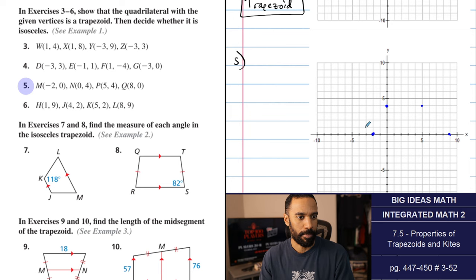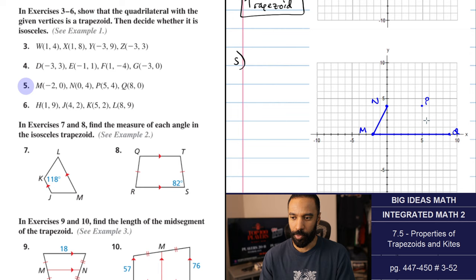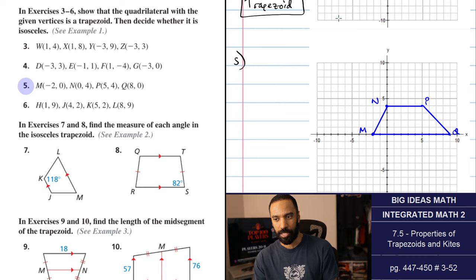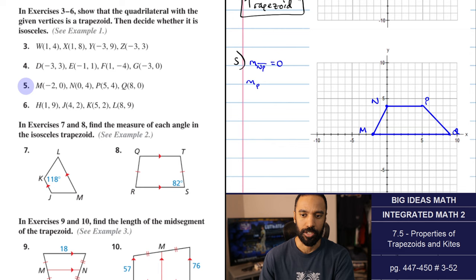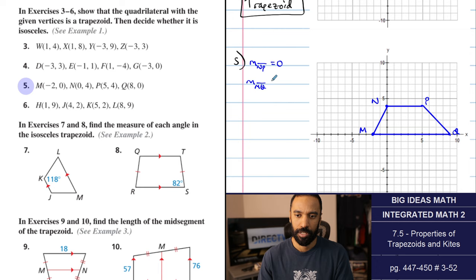Number 6, once again, looks like a trapezoid, non-isosceles here. M, N, P, Q. So we got a couple slopes of zero with these horizontal lines, probably the more conventional way you'd think of a trapezoid. Non-isosceles because of the lengths that we're going to see here as well. The slope of NP is zero. The slope of segment MQ is zero. So those are the same.